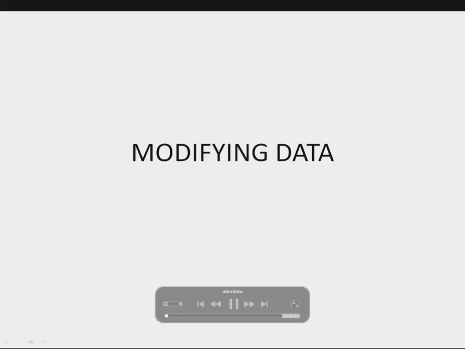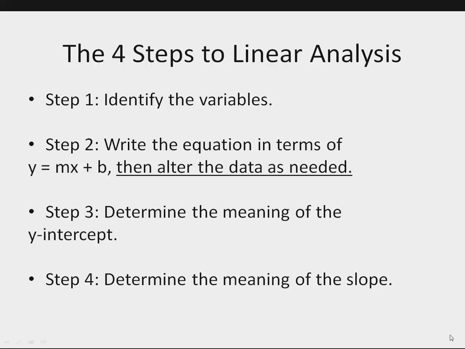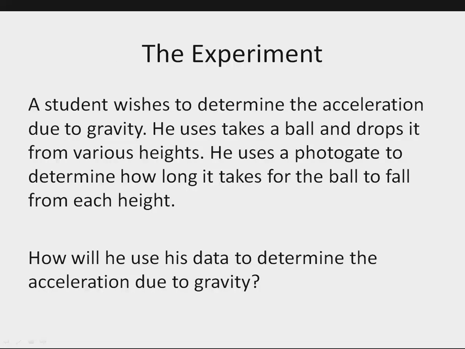Okay, in this last presentation I'm going to go ahead and show you how to modify the data in order to make sure whatever function you produce is a linear function. So again, our 4 steps: we need to identify the variables, write the equation in terms of y equals mx plus b, and now we're going to alter the data as needed, determine the meaning of the y-intercept, and determine the meaning of the slope.